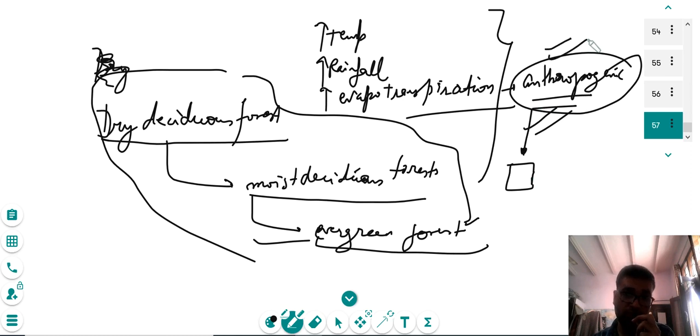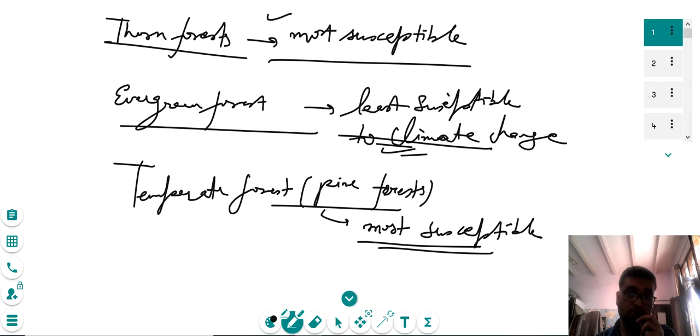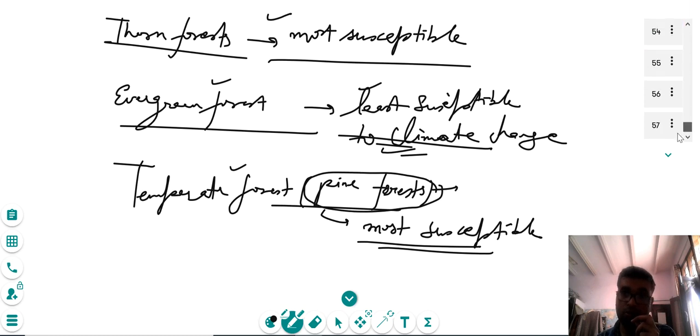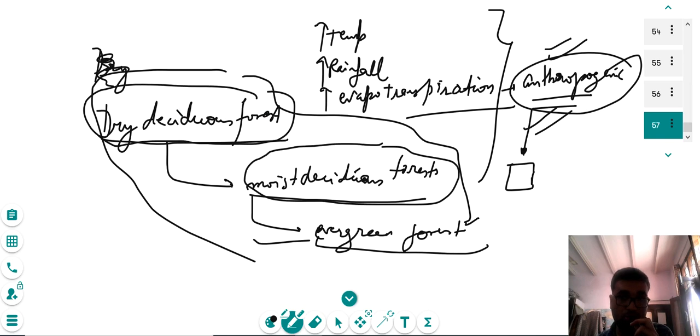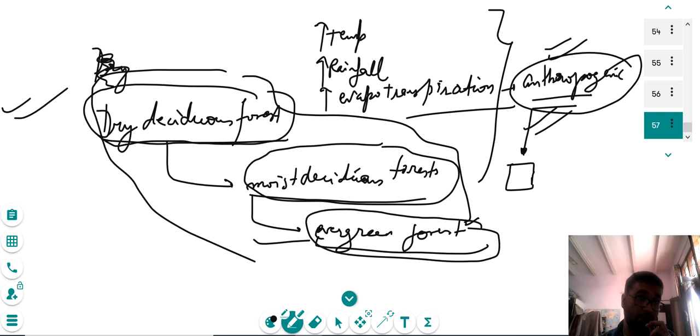So if we take this anthropogenic effect also into factor, then the effect on the forest resources is more than what we have seen. So what we see is that the thorny forests are more susceptible than evergreen, which are least susceptible. In temperate forest, the pine forest will also see degradation, more infestation, and disease will break out in the forest because of the climate change. And the transition of the forest because of the increasing rainfall and the evapotranspiration: the dry deciduous forest will transit to the moist deciduous forest, and the moist deciduous forest will transit to the evergreen forest, right? So this will be the transition. And okay, this is the last topic of this class.